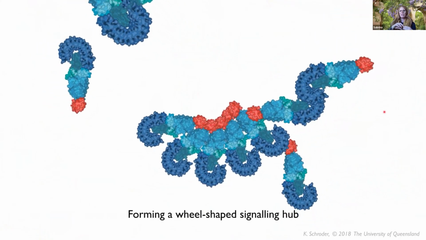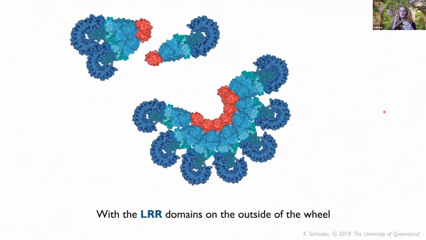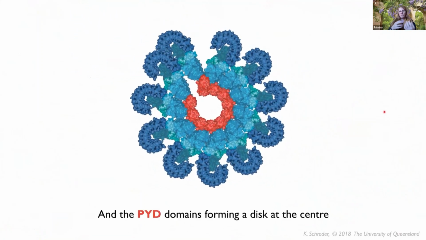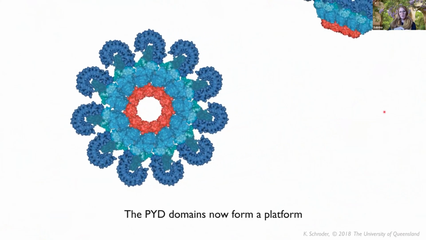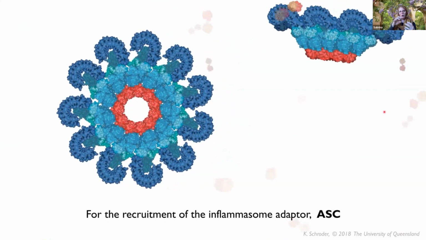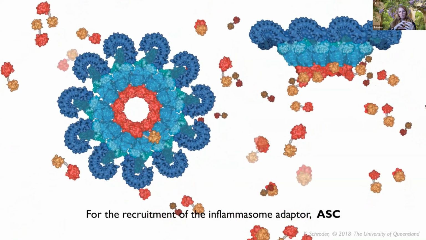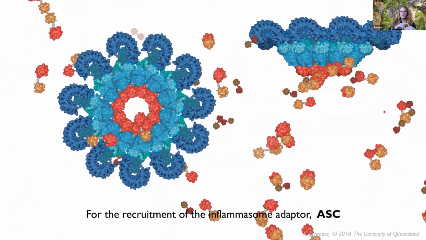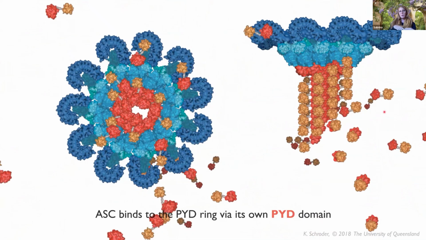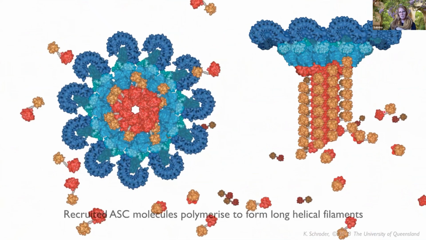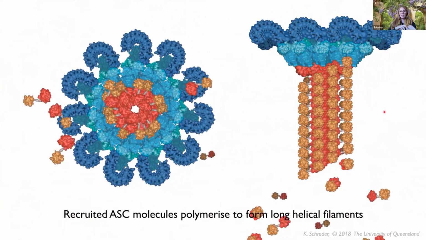This oligomerization leads to a wheel-like or flower-like structure that then allows other molecules to get recruited. One of these is, for example, ASC. ASC can interact with this red part of NLRP3 to be recruited to it and then also oligomerize and form a so-called ASC speck. You will hear me refer to this quite often later on, because I will show you how we can measure this ASC speck.